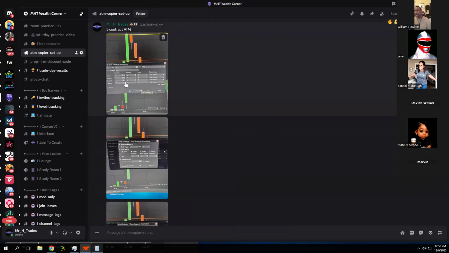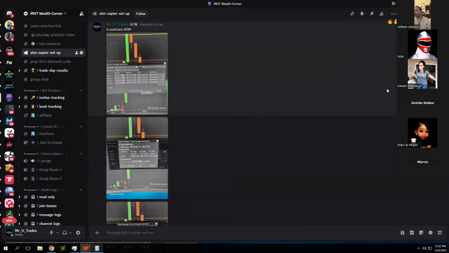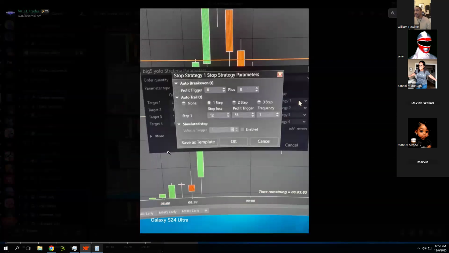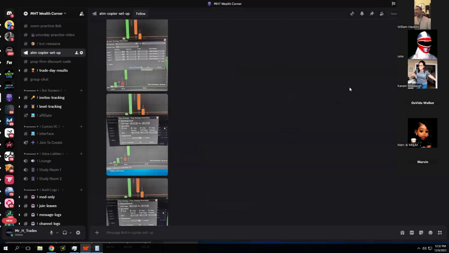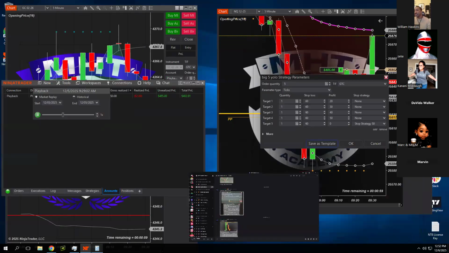This is the 5 one, right? This is one of the 5 setups that I have. See how I have take profit at different points, and I have different stop strategies. And then as you go down, it'll show each stop strategy. I have it set up right there. So yeah, there are different ways that you could play around with the ATM strategies.